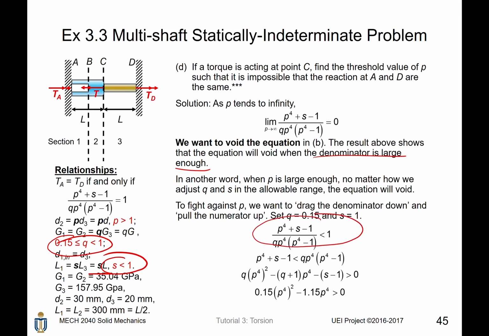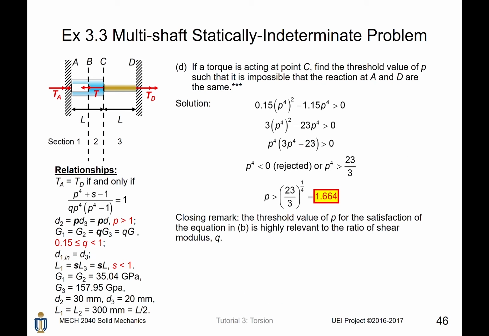We expand this equation in this way, such that both sides are polynomials. Then we rewrite this equation in this way. Notice that we can write P to the power 4 as a quadratic term. Put our optimal value of Q and S into this equation, then we can have this inequality. Consider this quadratic inequality with the unknown P to the power 4. Simplify this inequality and solve it, then we can have P to the power 4 is less than 0, or P to the power 4 is greater than 23/3.